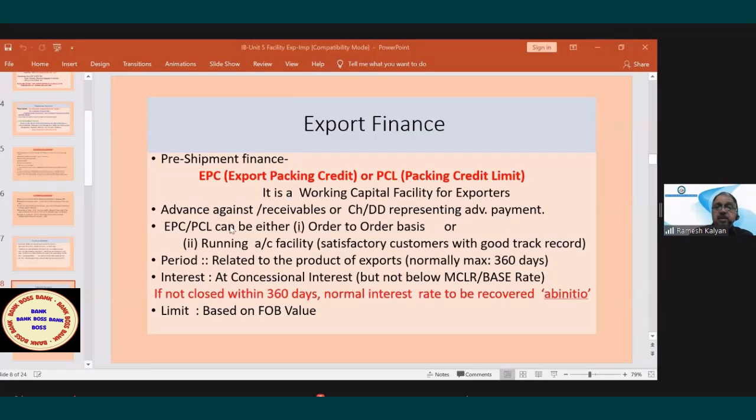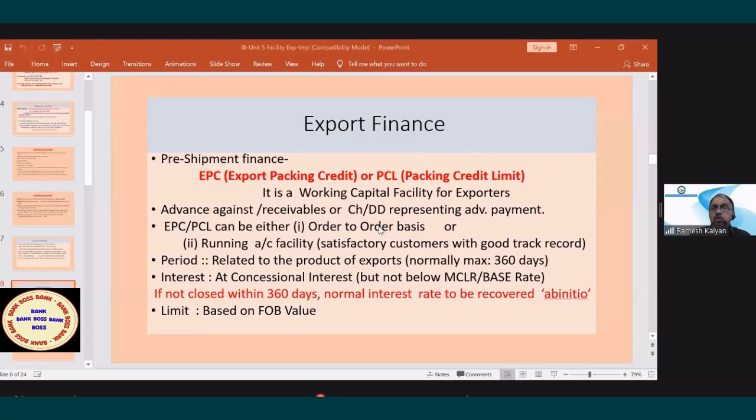Then the EPC can be in two ways. Order to order, which means one to one. You get an order or an LC, and you pay 75% or whatever is the margin, less the margin. When the export is done, you adjust the amount towards that. Or a running facility, which is for satisfactory customers.